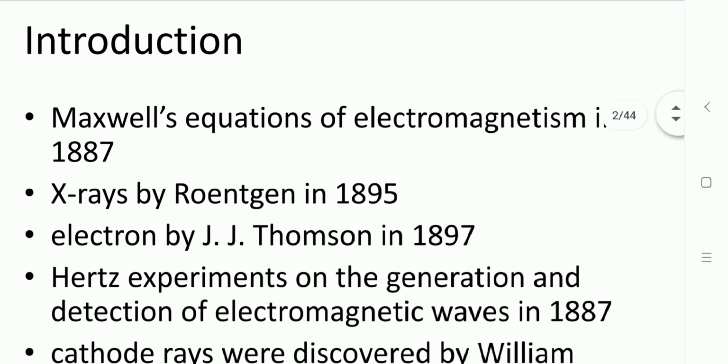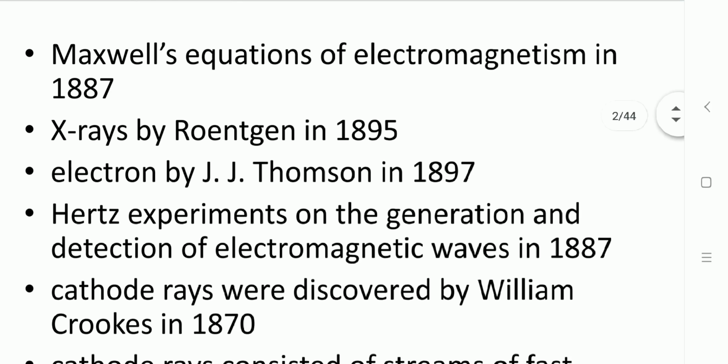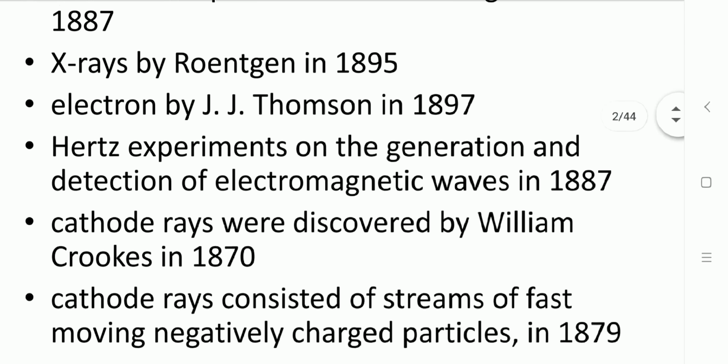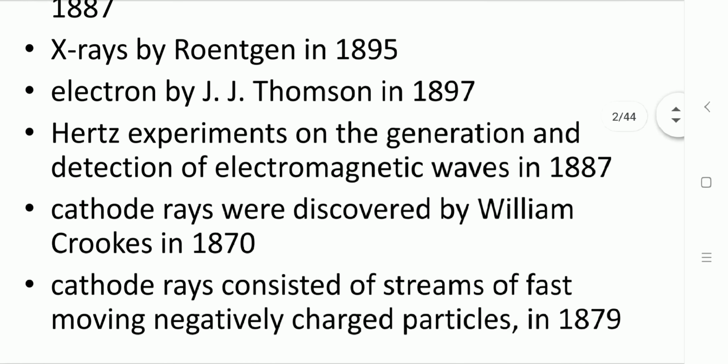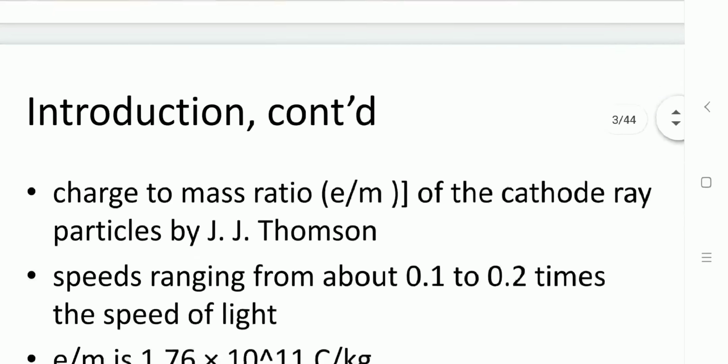X-rays were invented by Röntgen. Electrons were discovered by J.J. Thomson. Hertz did some experiments on electromagnetic waves to generate and detect their wavelength. Cathode rays were discovered by William Crookes. Cathode rays consist of streams of fast-moving negatively charged particles which carry the current.